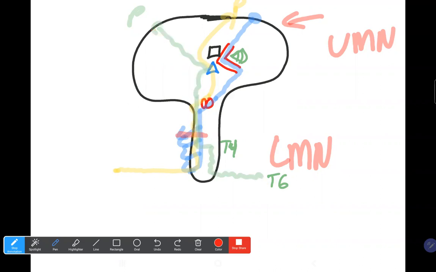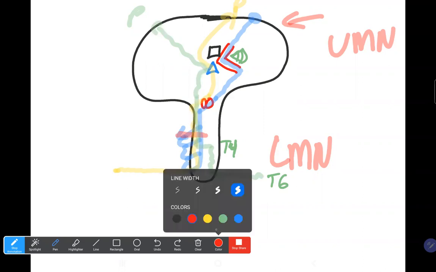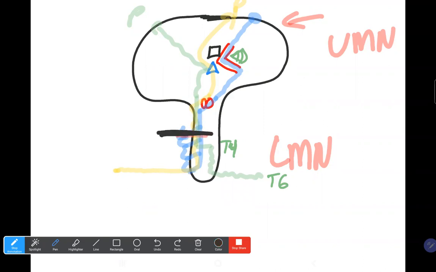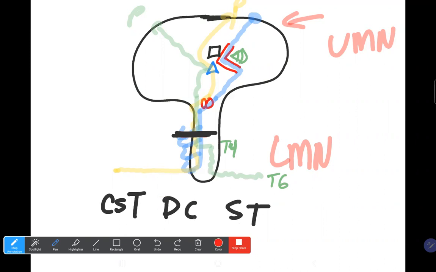The reason why I'm drawing all of this is because, Doc, what if your patient had a lesion right here? I left it in red, right here. Let's just go one by one. What tract is right there? We have the corticospinal tract, the dorsal column, and the spinothalamic. So here's my question, Doctora.